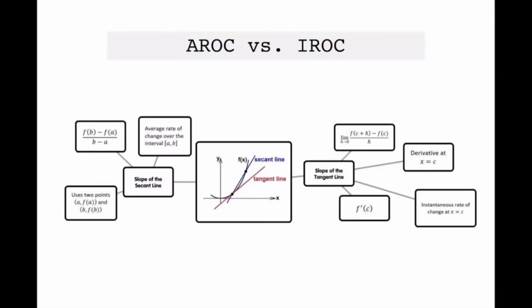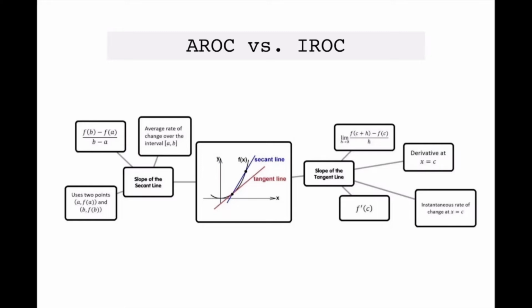Sometimes it can be hard to distinguish whether we want to use average rate of change or instantaneous rate of change. Normally a problem will say, like, find the average rate of change of something versus just the rate of change, which can be a good indicator of which you're looking for. But here's a sort of mind map of the ideas that we've been talking about and how they're connected.